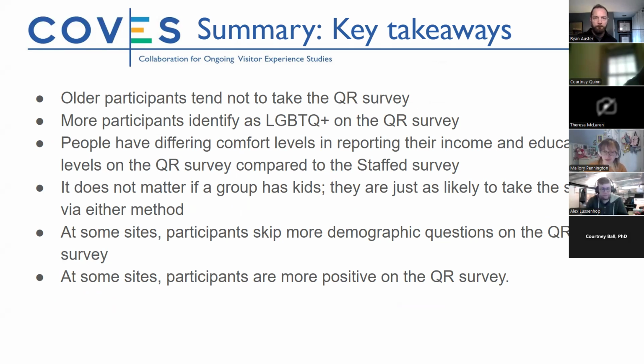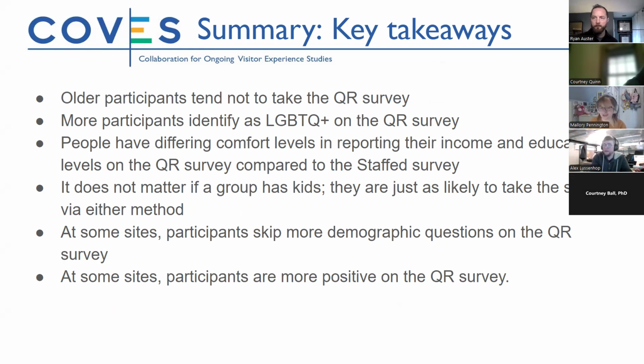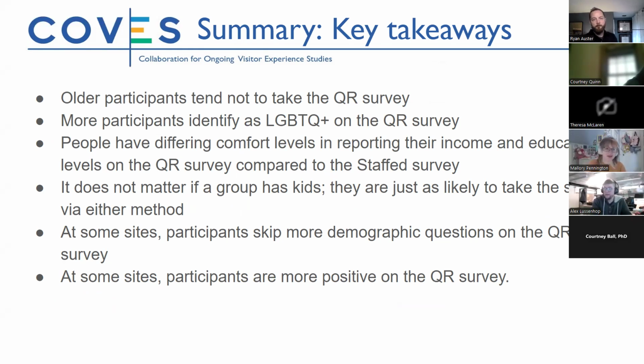It doesn't matter if a group has kids, they're just as likely to take the survey via either method. So even though anecdotally we might think that groups with kids are a lot more likely to take a survey that they could take while they're in the car on their way home, we're not actually seeing that pan out. At some sites, participants get more demographic questions on that QR survey. And at some sites, participants are more positive on the QR survey. They're straightlining more and they're generally providing more positive NPS and OER ratings. But that's what we found at our 3 sites.